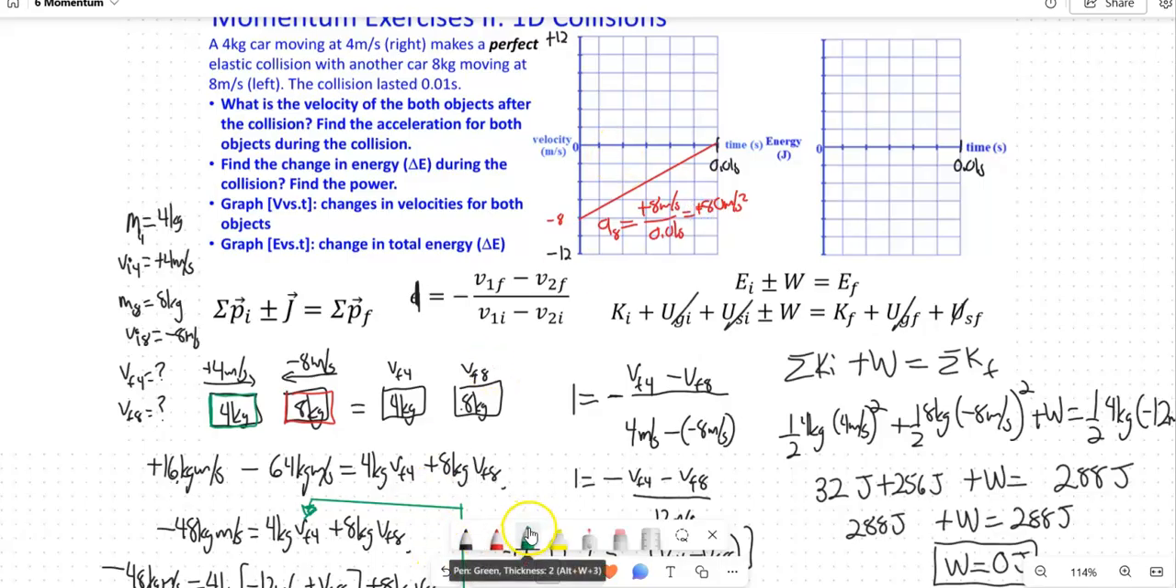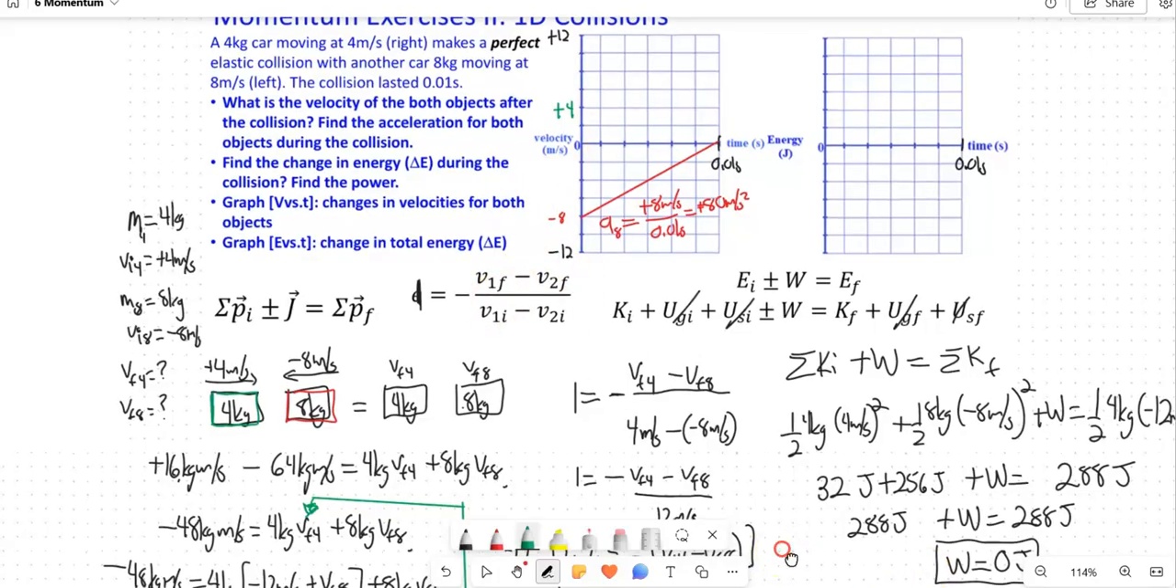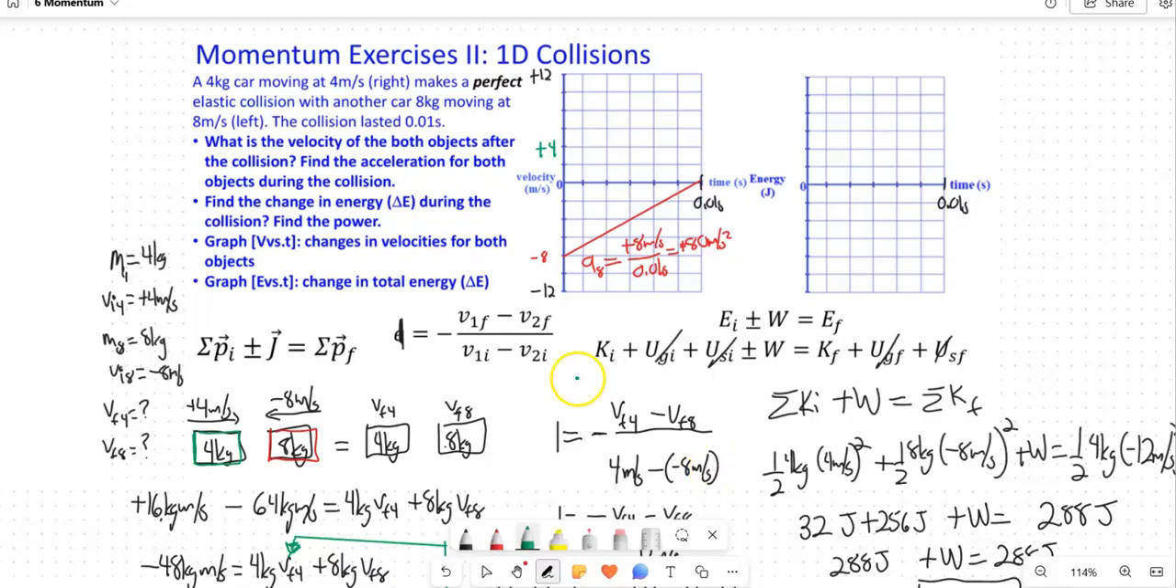For the green guy, it starts off at 2, 4, so this is going to be positive 4, and it ends up traveling at negative 12 meters per second, which is way down here. So this guy is dropping a huge amount. It's dropping by 12 and then another 4. So the acceleration for the 4 kilogram object is, what is that, negative 16 meters per second change in velocity over 0.01 seconds. So that acceleration is negative 160 meters per second squared.